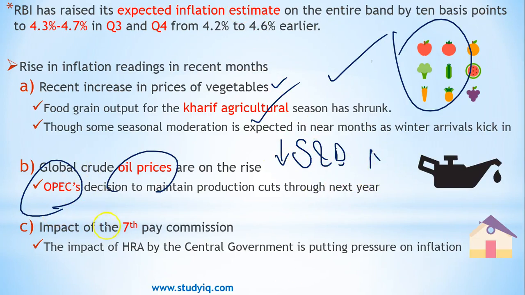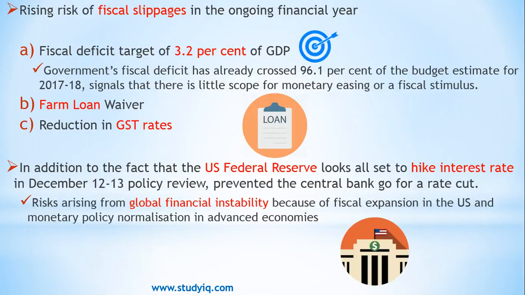so this will again increase the price. Then you have the 7th pay commission thing, this HRA, that means the house rental allowance. The employees, government employees, are going to get some more money when it comes to this 7th pay commission. So they have more money in their hand, so they would be after these rental houses and things like that. So this will increase the price of houses, and these are some of the major reasons.